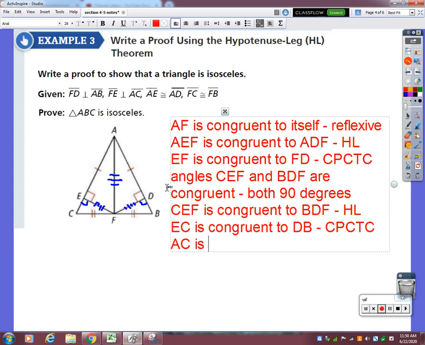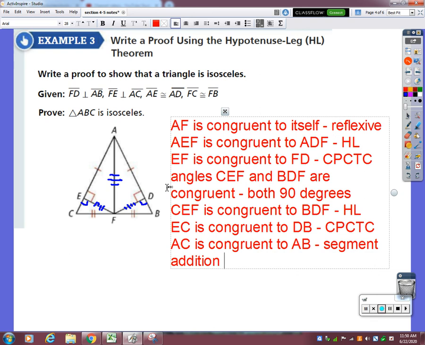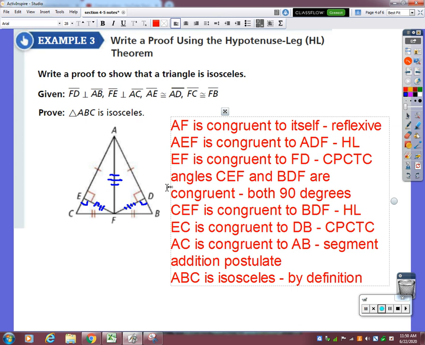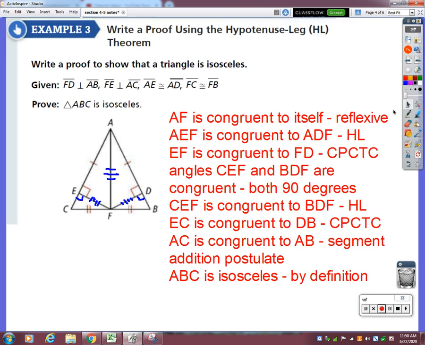So AC is congruent to AB by, let's just write that down because that sounded fancy, so it must be right, segment addition postulate. And then that means that ABC is isosceles. Throw E in there to spell it right. And that's by definition. Okay, so that was a little tricky, but it sure was fun.